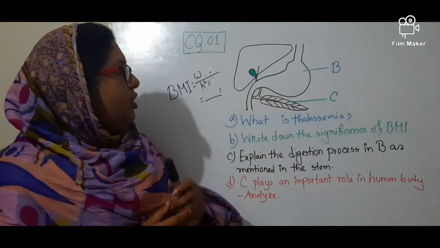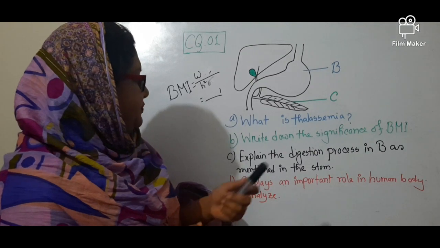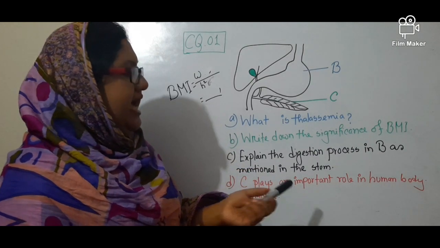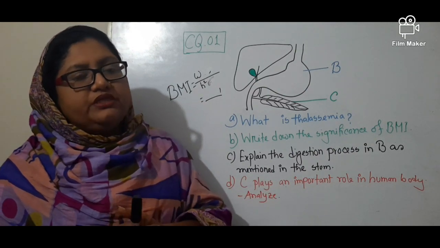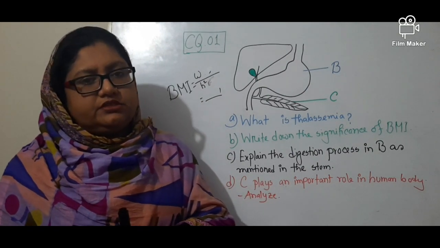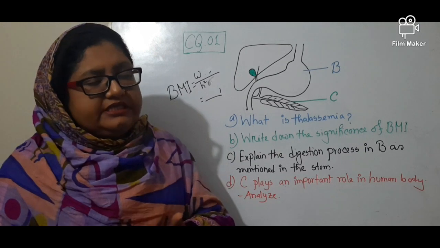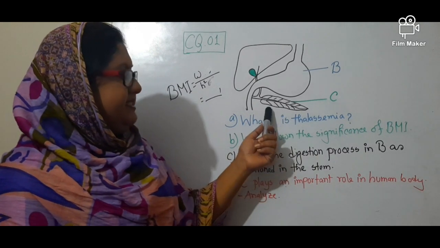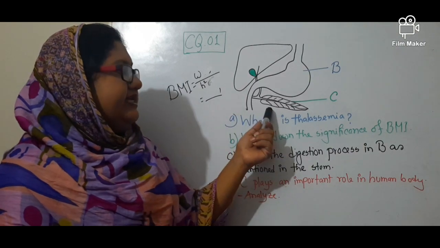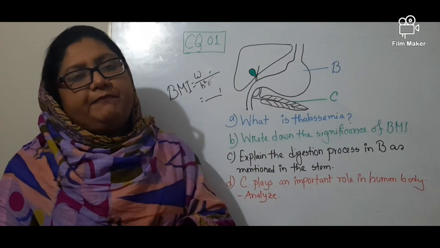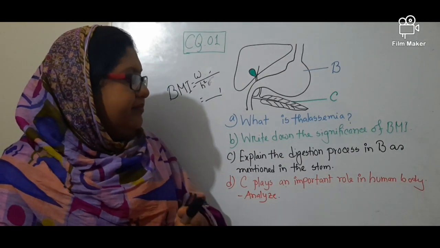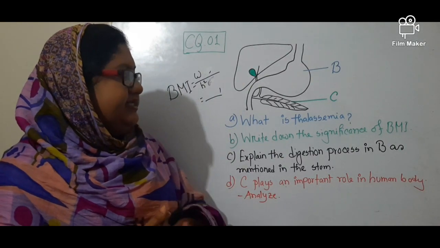Next question. C plays an important role in the human body. Analyze. This is a higher efficiency question. In this case also, you will clarify what is indicated by C. You can see that C is the diagram of the pancreas. So how does the pancreas play an important role in digestion?